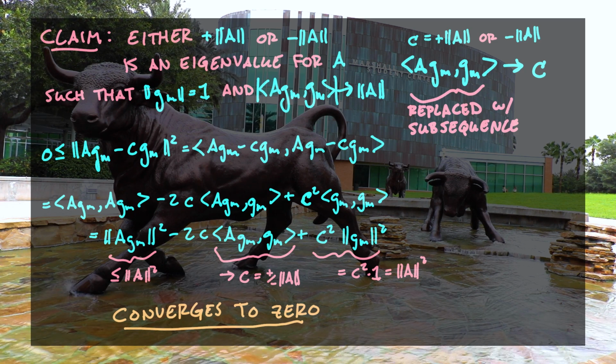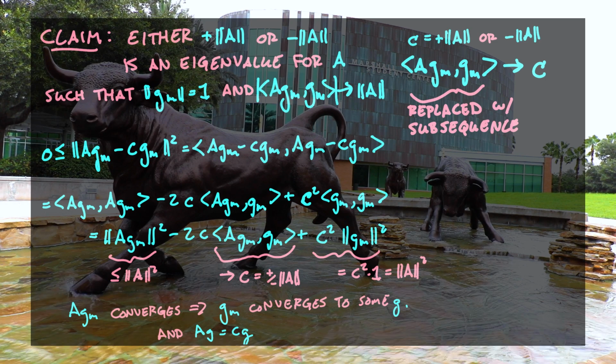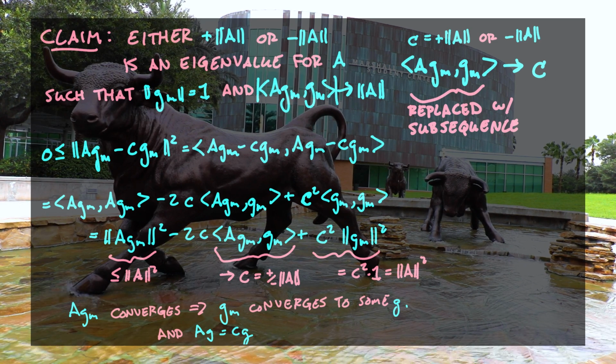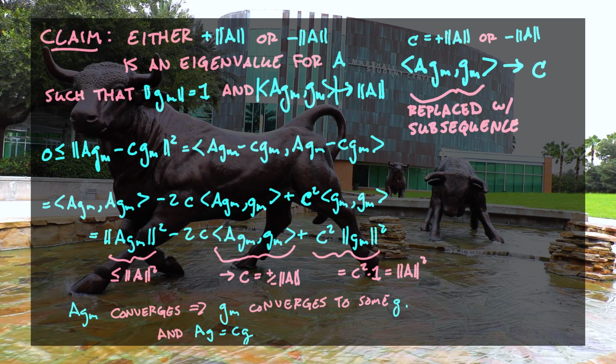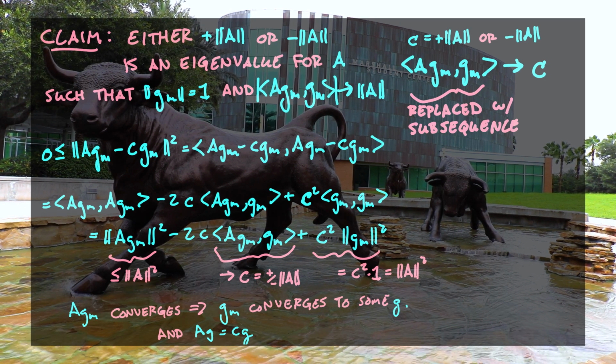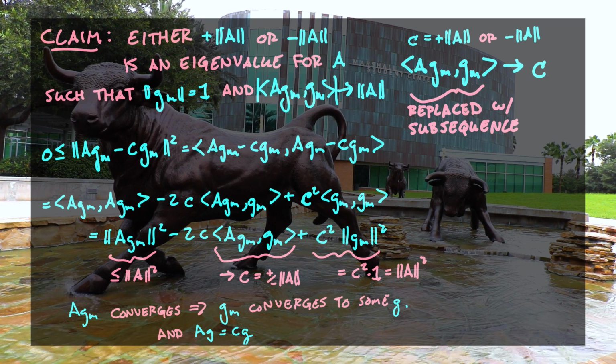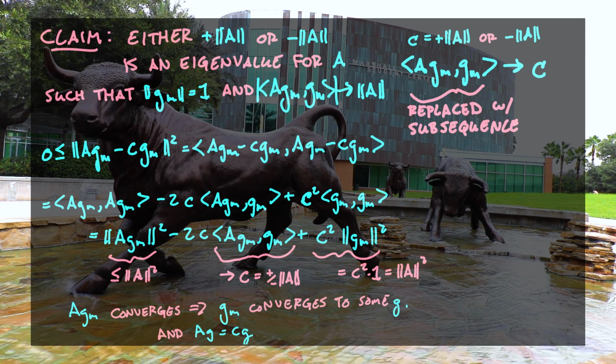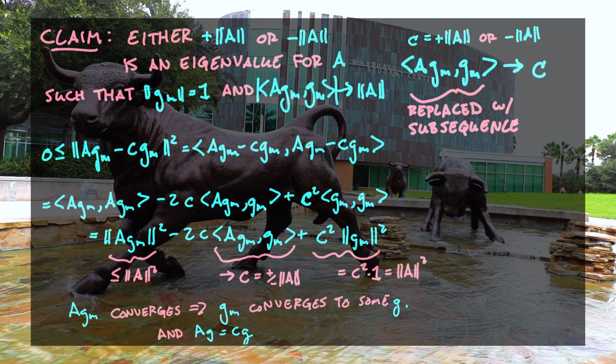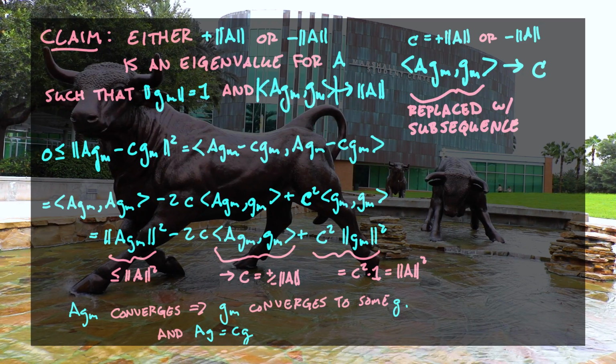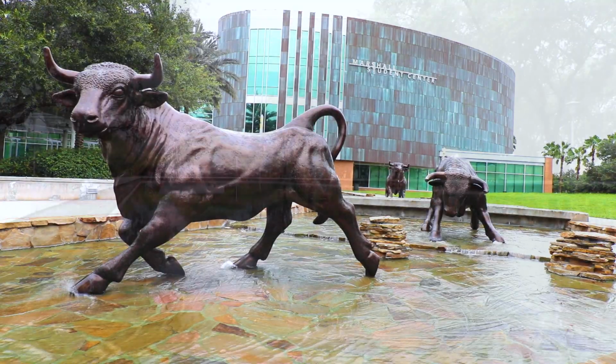But as AGM is a convergent sequence, that means that CGM, and hence GM, is a convergent sequence as well. Hence, there is some G such that GM converges to G, and consequently AGM converges to AG. That means that AG must be equal to CG, and G is an eigenfunction for A with eigenvalue C. This whole little lemma is the essential bit where compactness comes into play.